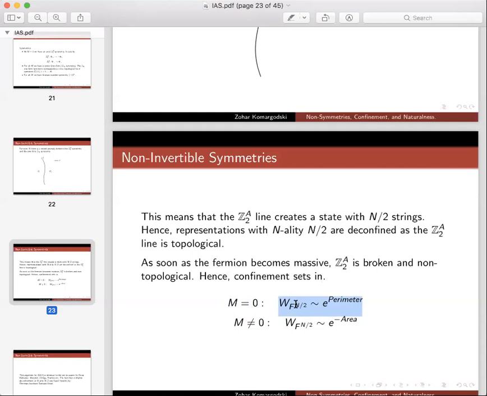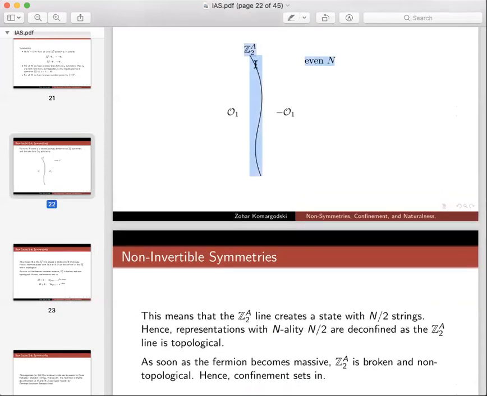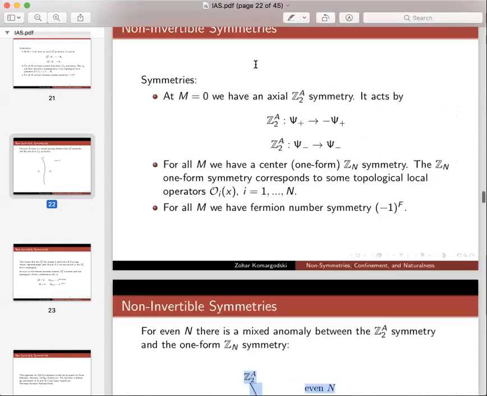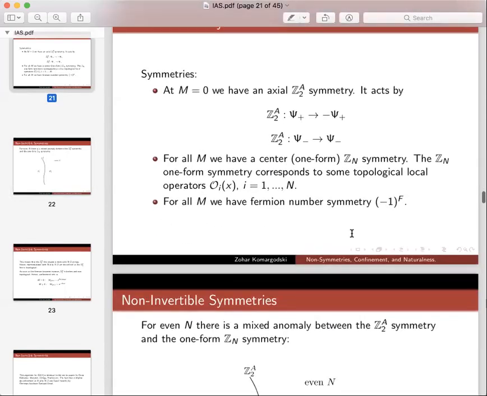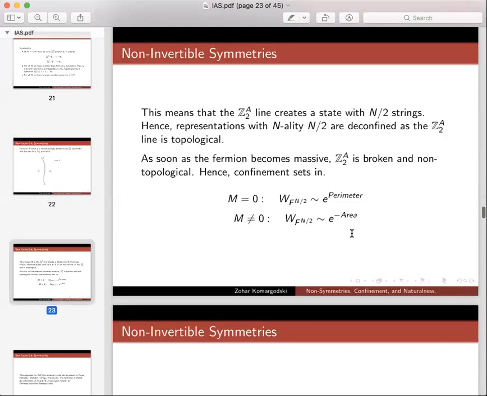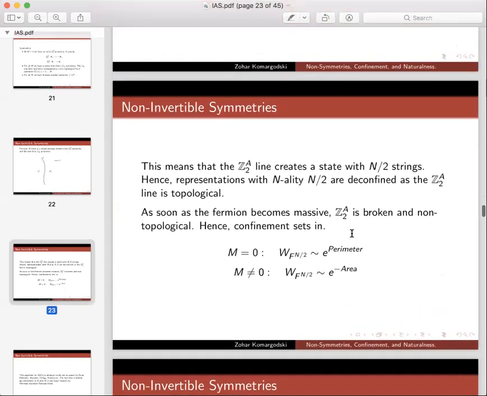However, as soon as you turn on a non-zero mass, they're confined, because then this is not a topological operator anymore. It's not conserved. It's because once you add the mass, this is not a symmetry, so the corresponding operator is not conserved, and you get confinement. Are there any questions about this argument?